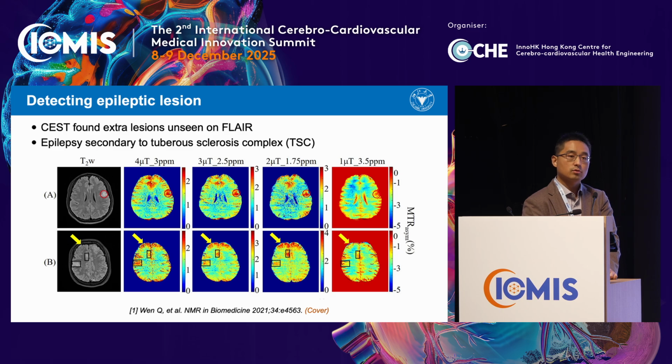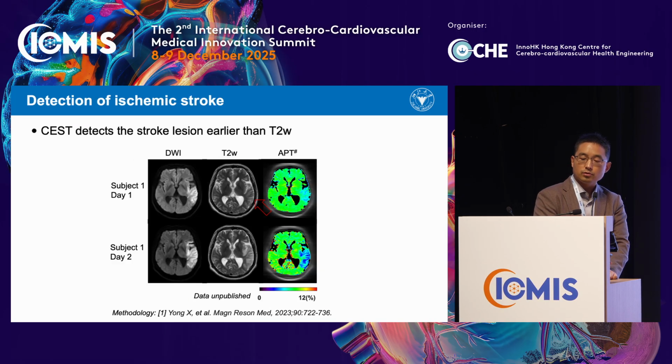We can detect some extra lesions, I think, and also through post-processing, we think this is due to glutamate signal that's very much related to epilepsy. We can also use CEST MRI to study strokes. Yesterday, Dr. Peter Barker talked about using spectroscopy to study strokes.